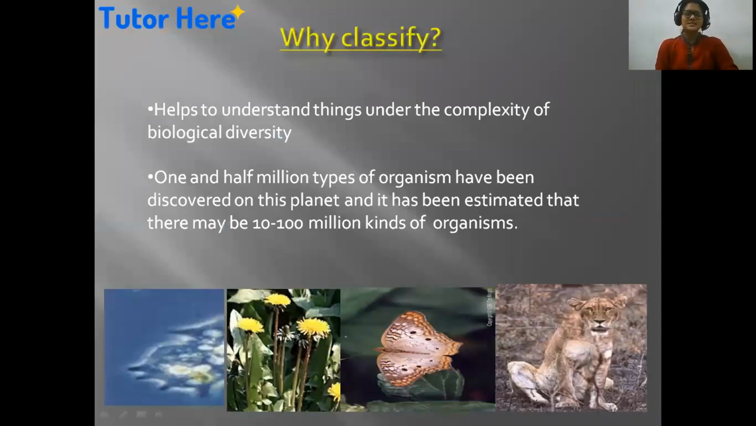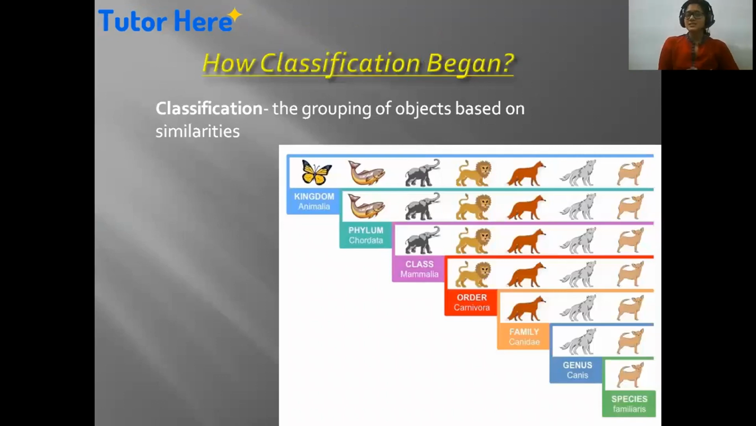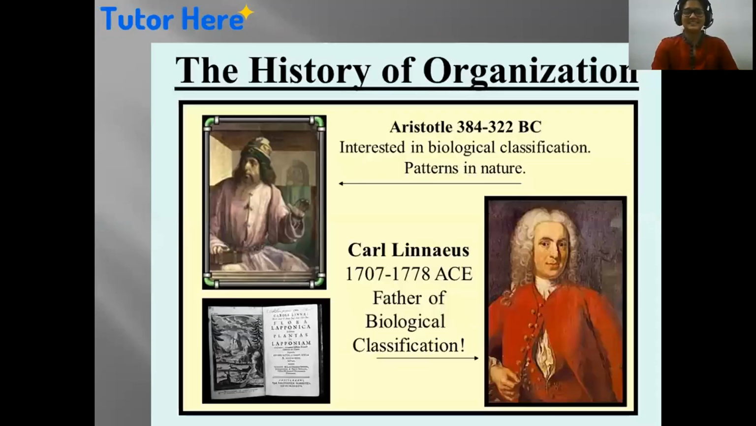So let's see, why do we have to classify things? We have to classify things to understand the complexity of the biological diversity. Like there are so many organisms present in this world. So how will you know which organism is similar to which organism? So we classify the things according to their similarities. That is how classification began.